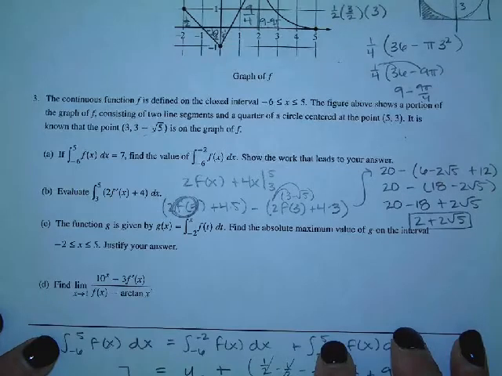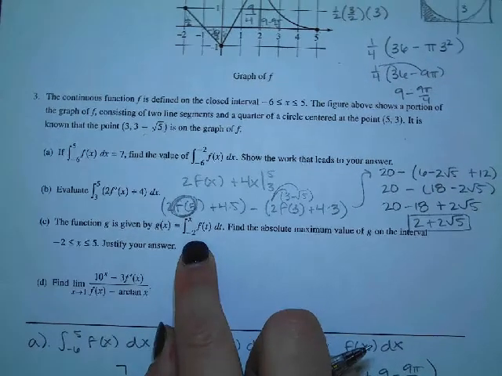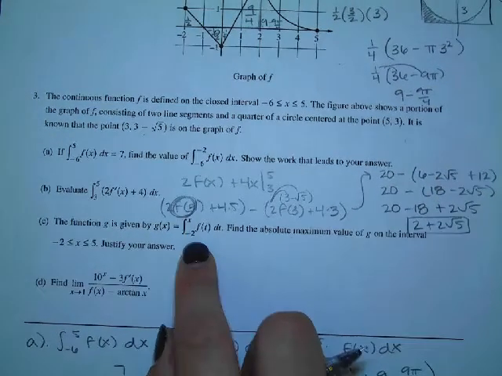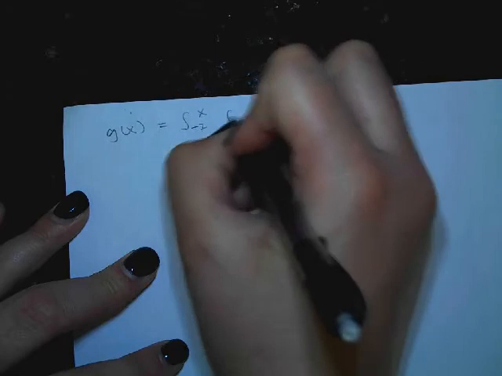All right. Part C says G is given by this. This is the second fundamental theorem of calculus. And so let me just go ahead and write what we have. We have G of x is the integral from -2 to x of f of t dt.